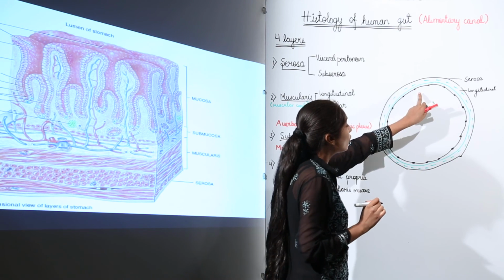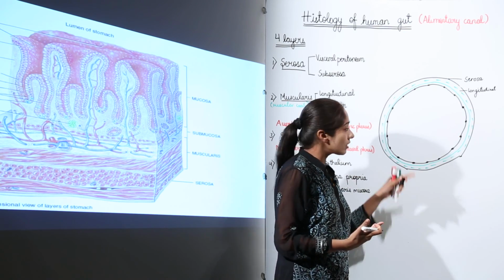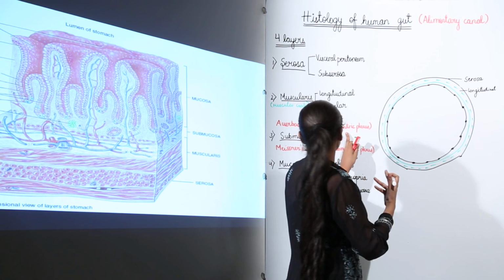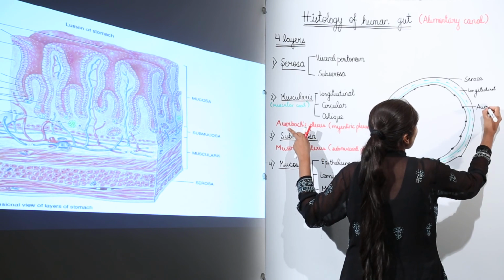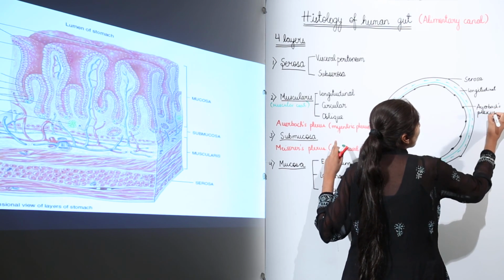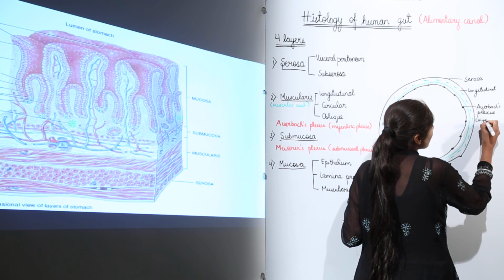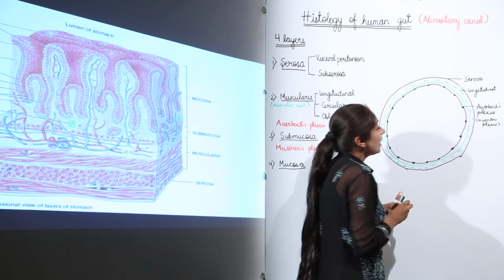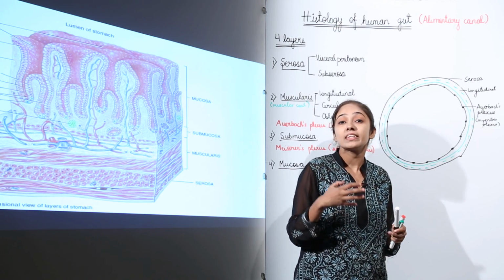So I told you, we have a series of these nerve cells or the parasympathetic nerve fibers, which we call the Auerbach's plexus or the Myenteric Plexus. What is it? It is the Auerbach's, A-U-E-R-B-A-C-H, plexus, or you can also call it the Myenteric Plexus. Now what does this do? It actually controls the peristalsis.